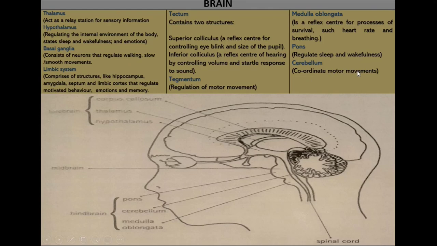Here they say coordinate motor movement. Balance. You need to have balance when you walk, when you run. So that's the difference between the three. Take cognizance of the differences.